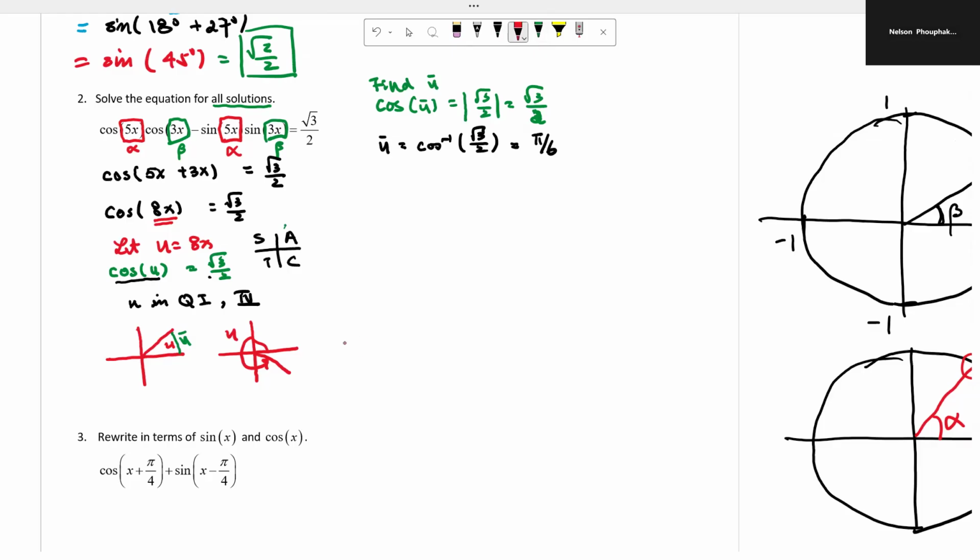And now, the first u, which is in quadrant 1, then u is pi over 6 plus 2k pi. And if the u is in quadrant 4, then I will have u is equal to 2 pi minus pi over 6 plus 2k pi. And of course, where k is an integer.